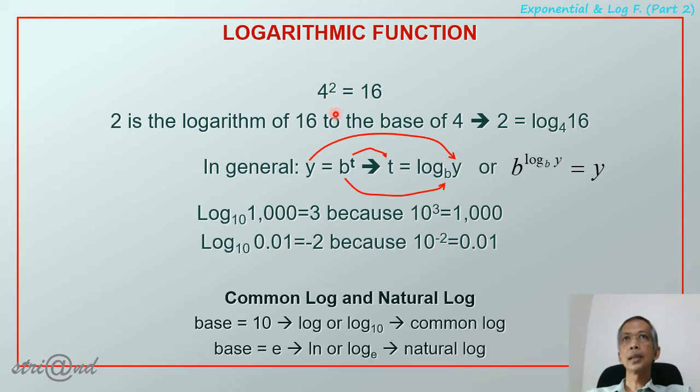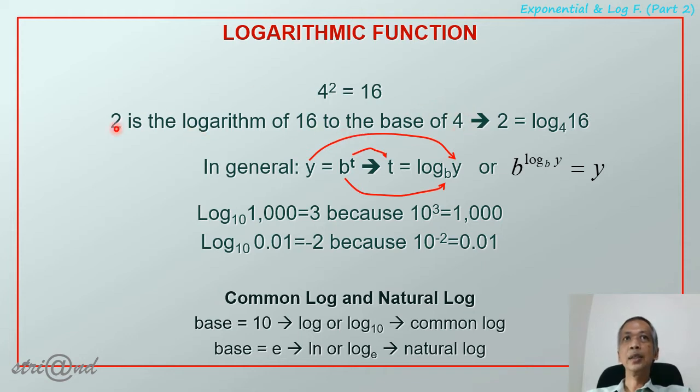Let's start our discussion with this equation. 4 squared equals 16. This equation can also be expressed in a logarithmic function as 2. So the exponent, or the power here, now starts the sentence. 2 is the logarithm of 16 to the base of 4. So the base here, 4, becomes the base as well in the logarithmic function.